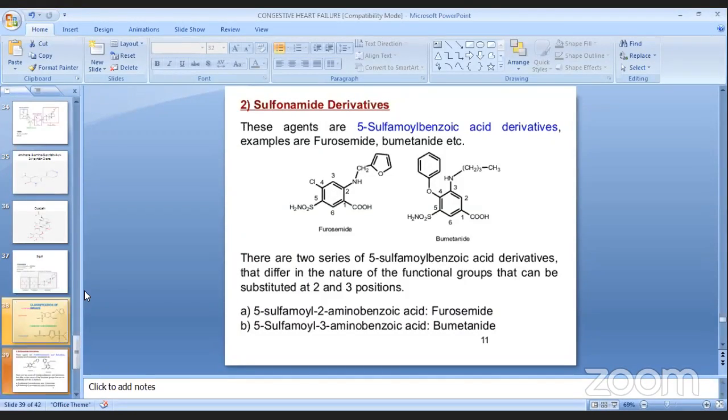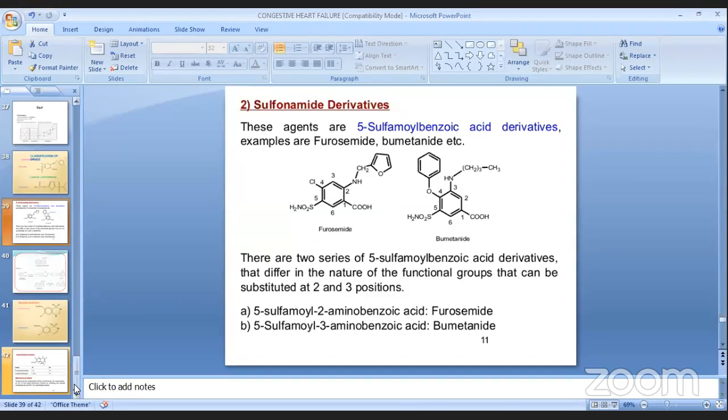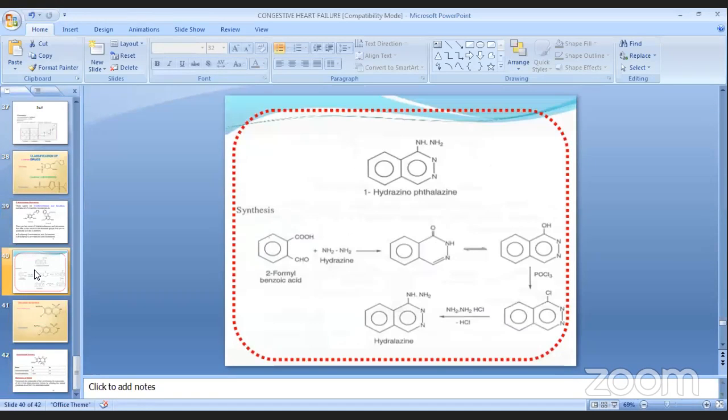So what is the difference between these two? Very simple. Only the position: two is furosemide and three is bumetanide, a three amino benzoic acid derivative. Next category of drugs, you see I have already discussed in hypertension, that is hydralazine. It is a vasodilator, there is arterial vasodilation that takes place.